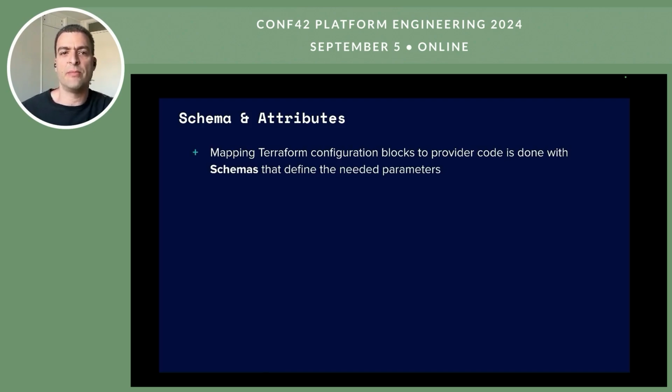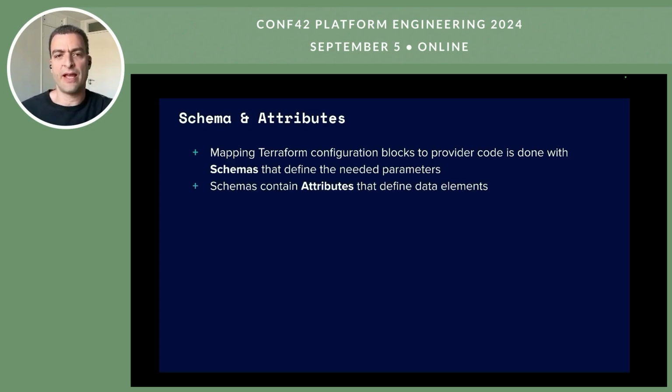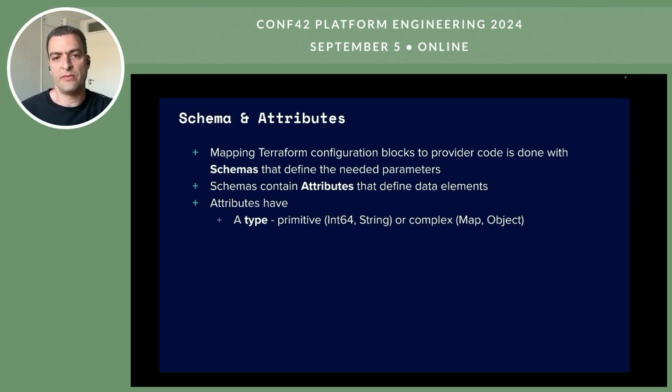Each of the resources and data sources has schemas and attributes. Schemas and attributes are the mapping between Terraform configuration blocks and the provider code. They define what parameters are needed to create the infrastructure and to change its values. Some of them can be mandatory, some of them can be optional. But these are the parameters that are needed to create the infrastructure itself. Schemas have attributes that define specific data elements. And each attribute has a type. A type could be a primitive, an int64 or string, or it could be a complex data type like a map, an object, or a list.